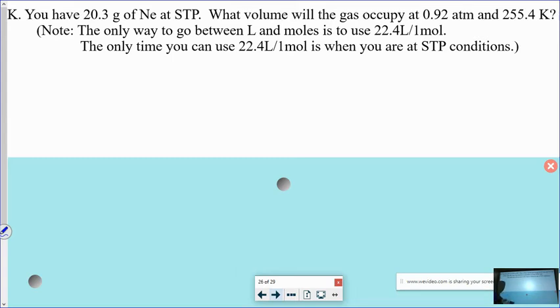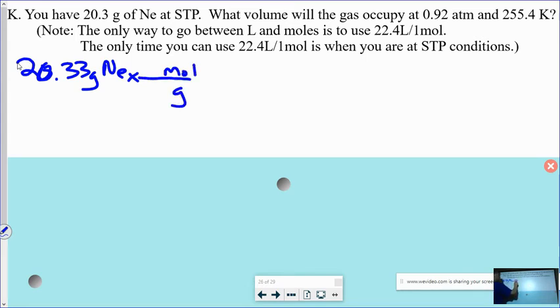All right, so here we go. We're going to start this problem out with our 20.3 grams of neon. Can't really do anything with grams, so we're going to convert those grams to moles to go to mole island. So we've got that set up. If you want to put the molar mass in right away, that's 20.18 grams is 1 mole of neon.